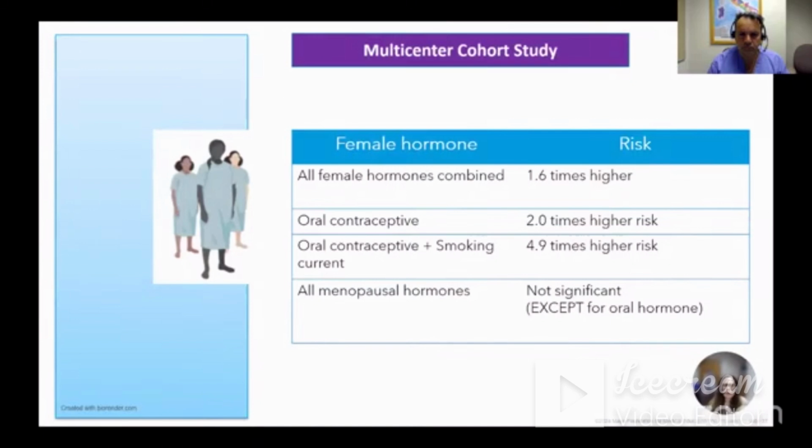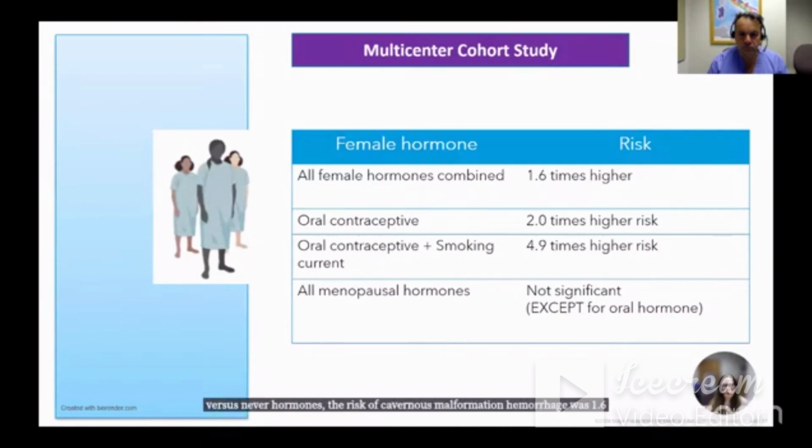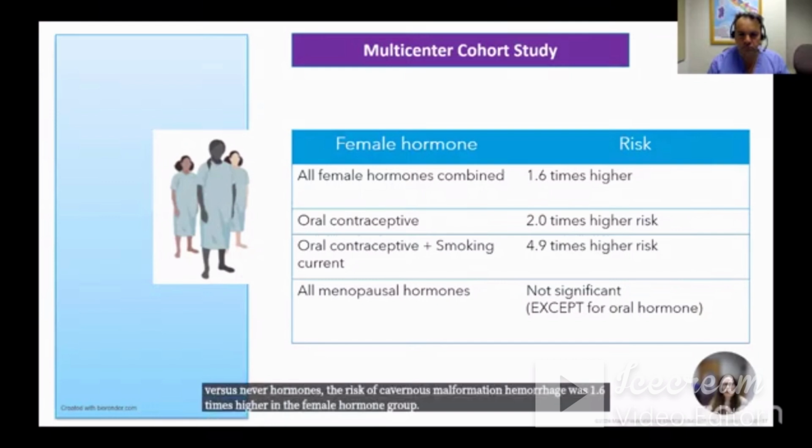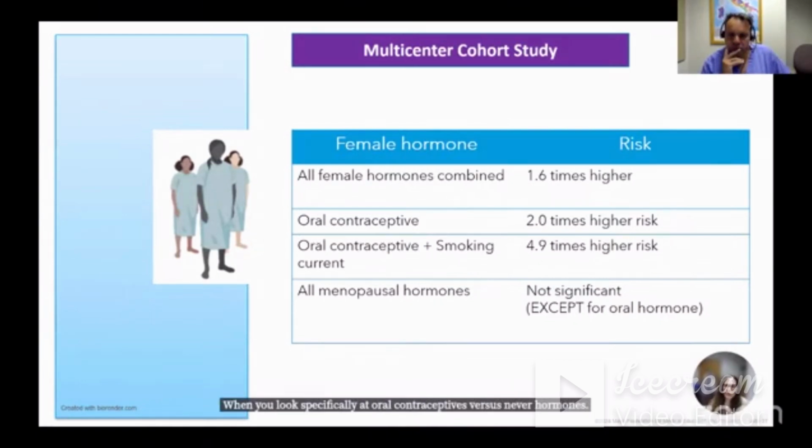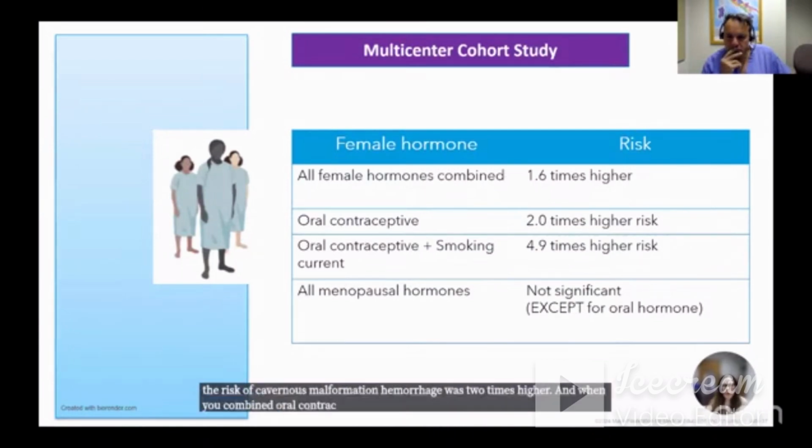When you looked at patients taking female hormones versus never hormones, the risk of cavernous malformation hemorrhage was 1.6 times higher in the female hormone group. When you looked specifically at oral contraceptives versus never hormones, the risk of cavernous malformation hemorrhage was 2 times higher. And when you combined oral contraceptives and tobacco use, it was 4.9 times higher.